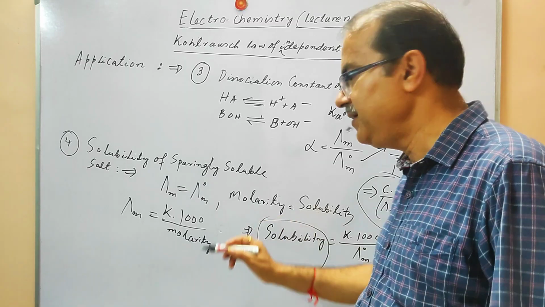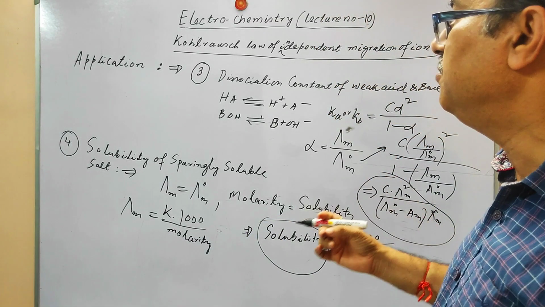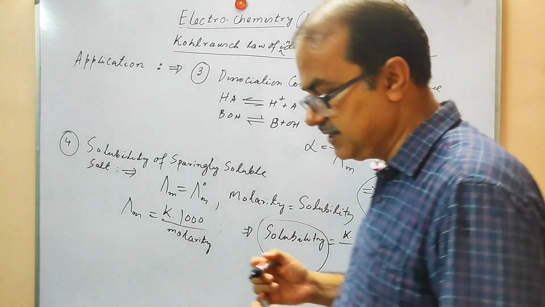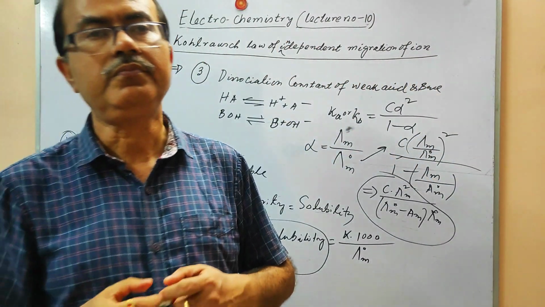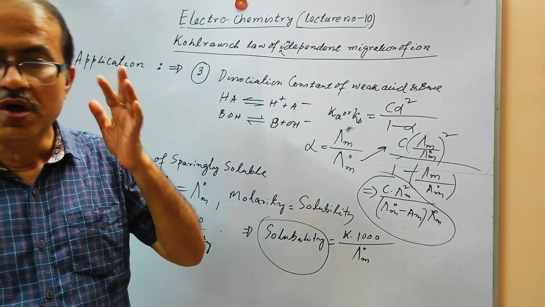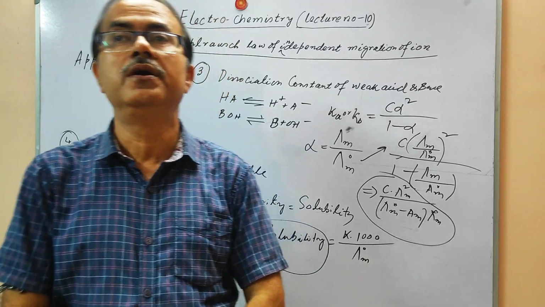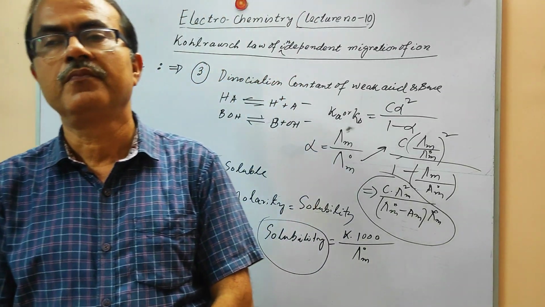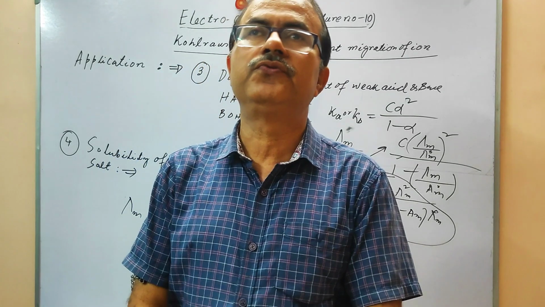When we know the solubility, we can also calculate the solubility product. So these are basically the applications of the Kohlrausch law, and it is a very important law. Different types of numericals are going to come from this law. So that is all for today's lecture.